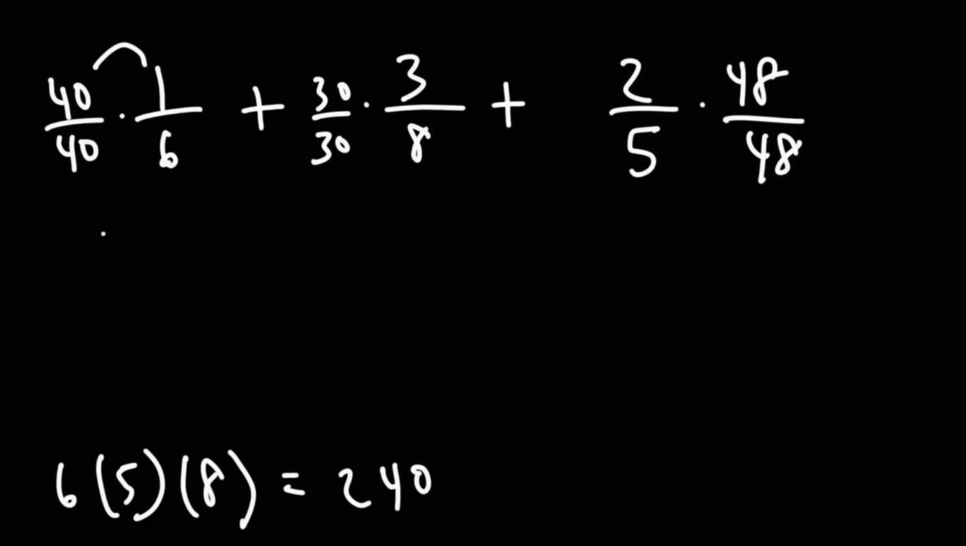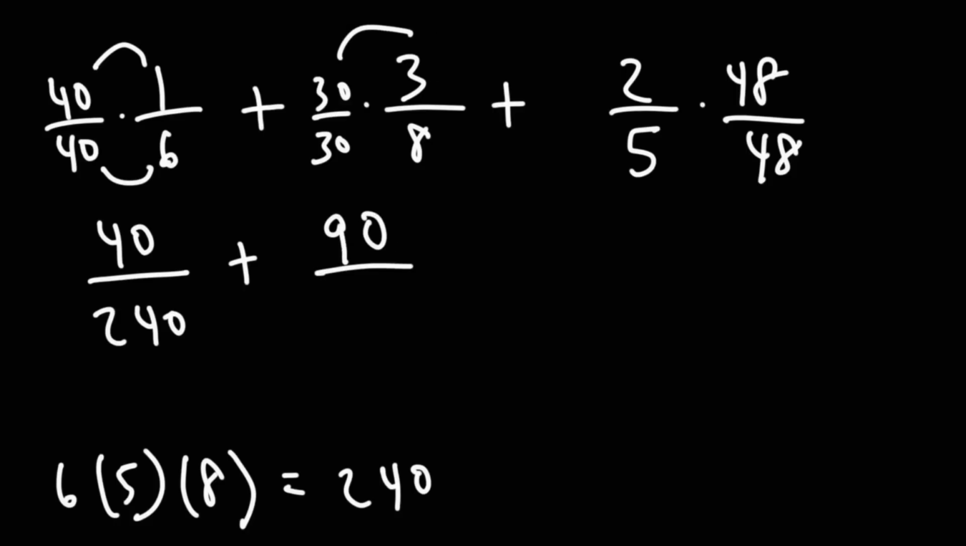40 times 1 is 40. 40 times 6, 4 times 6 is 24, add the 0, you get 240. 30 times 3, 3 times 3 is 9, add the 0, you get 90. 30 times 8, 3 times 8 is 24, add the 0, you get 240. 2 times 48 is 96.